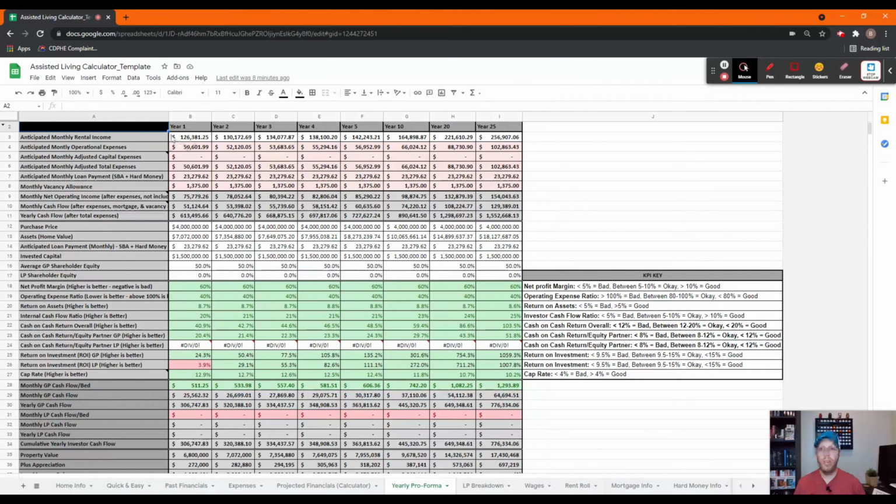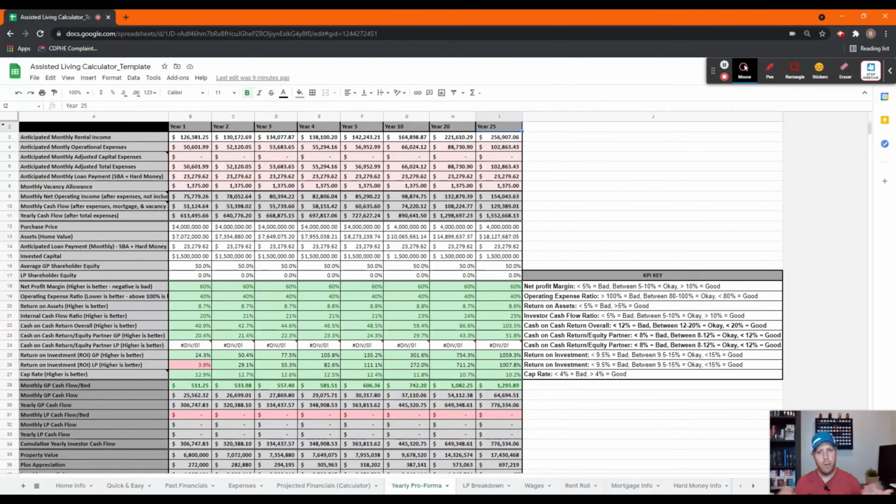Right here, this is just your anticipated monthly rental income. What I've got here broken out is annually years 1 through 5, and then we go to year 10, year 20, and then year 25 is how it's built. There's another row up here that's hidden, but they help do some factoring down here below, and they just have the numbers on it. So not much to see there.